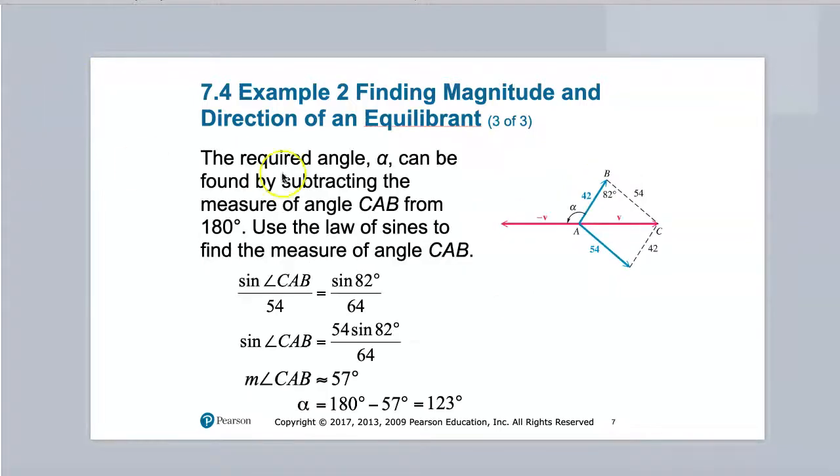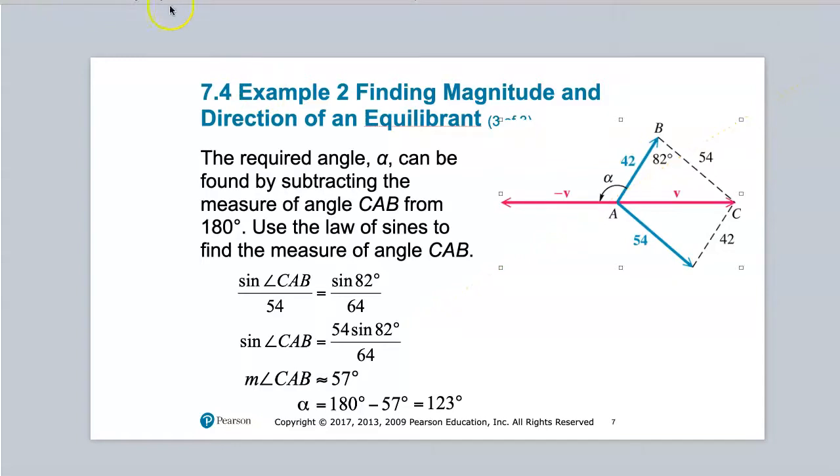To get the direction, we're going to be using the law of sines. So all we have to do is find this required angle alpha. And this required angle alpha is going to be the supplement of the little angle in here. Let me make this diagram a little bigger here. So the little tiny angle inside, angle CAB, is going to be this angle right here. That is angle CAB.